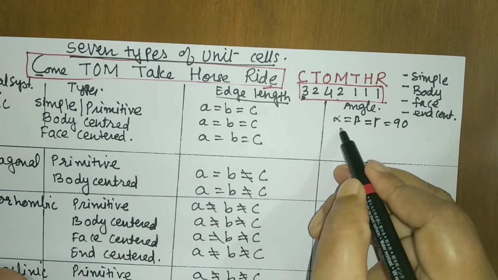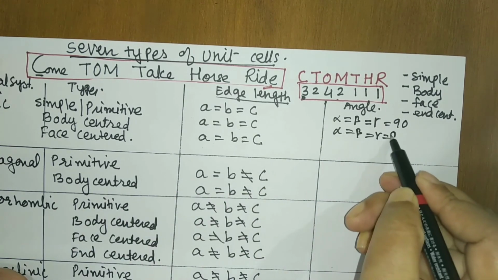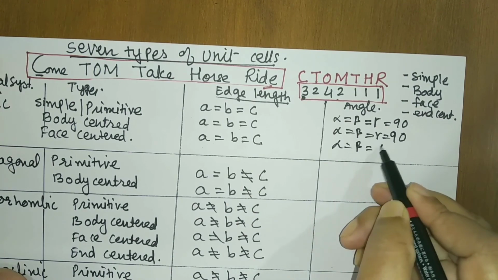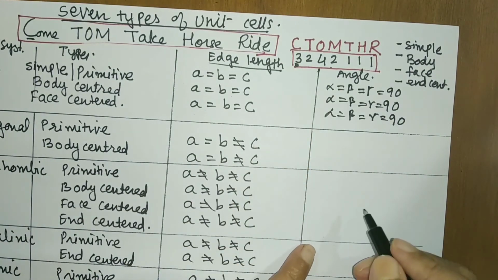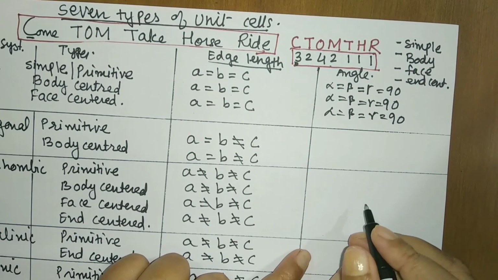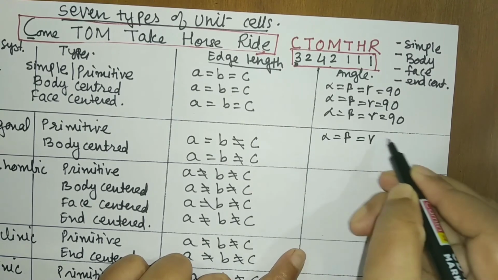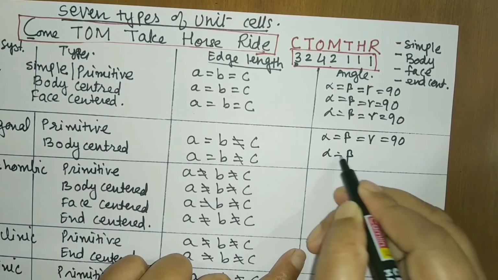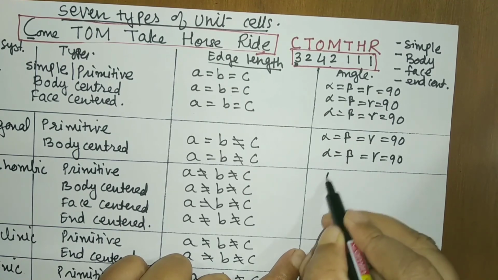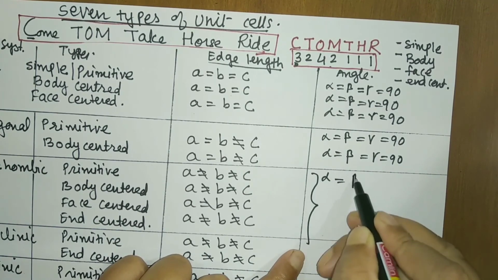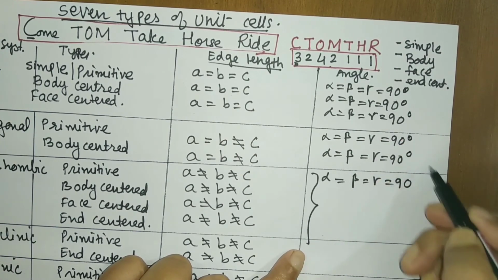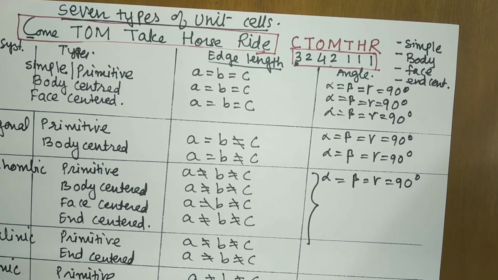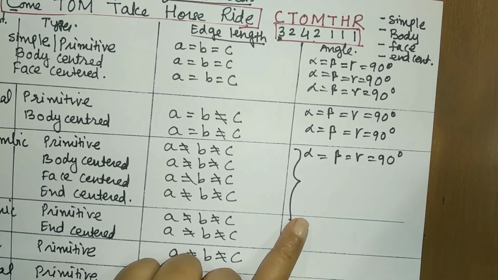It will be same for this also. So I will write alpha is equal to beta is equal to gamma is equal to 90. Now I will continue this up to the orthorhombic type. So let us move up to this. Gamma 90 degree, beta is equal to gamma is 90. And they all will have alpha is equal to beta is equal to gamma is equal to 90 degrees. So the first 9 types of these crystal systems will have the same angles, that is alpha is equal to beta is equal to gamma.